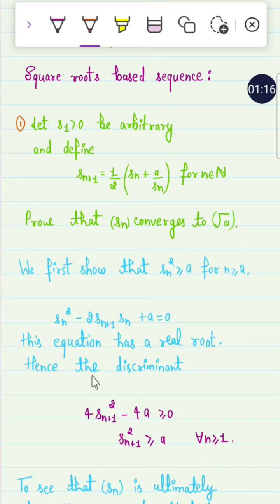So after taking the discriminant, what is the discriminant of this? It is 4 s(n+1) square minus 4a. And now it is always non-negative. It is always non-negative. This gives you s(n+1) whole square is greater than or equal to a for n greater than or equal to 1.